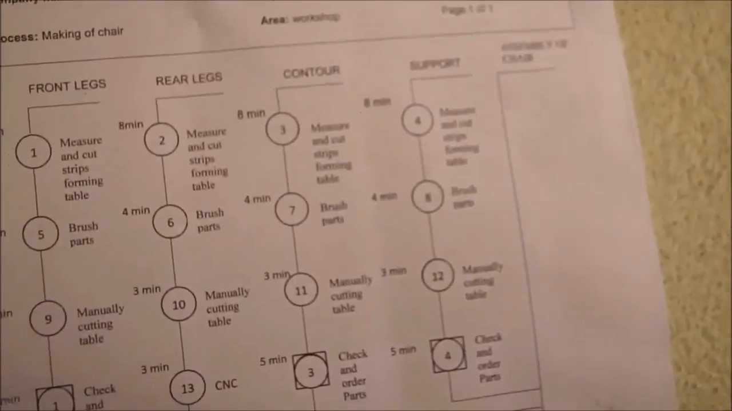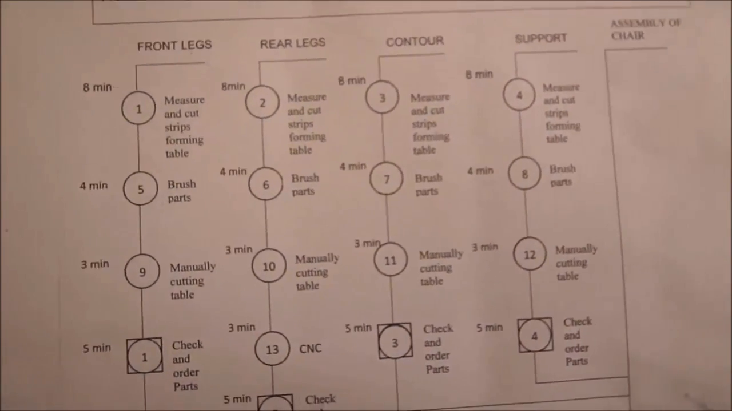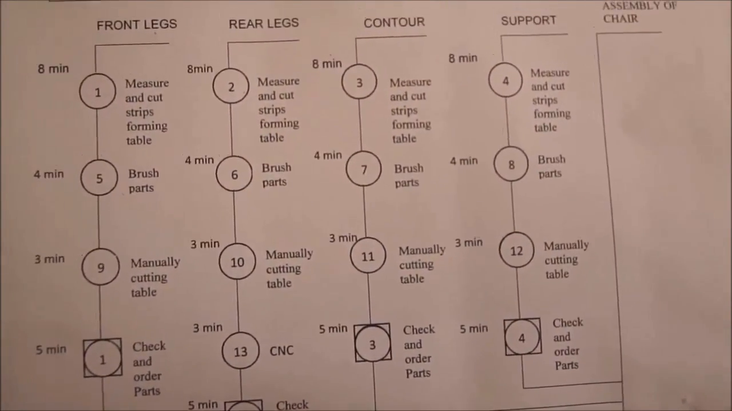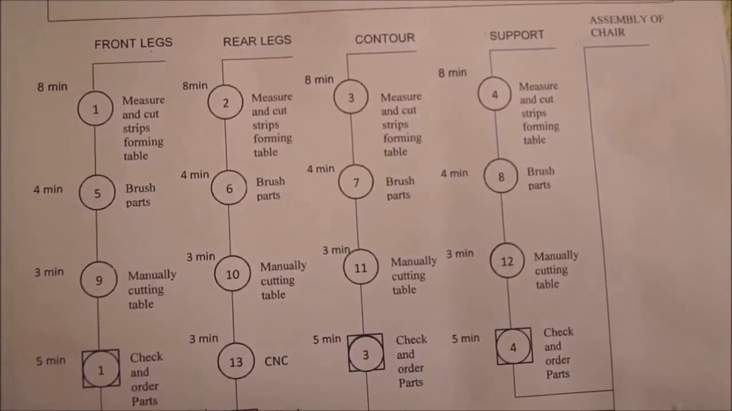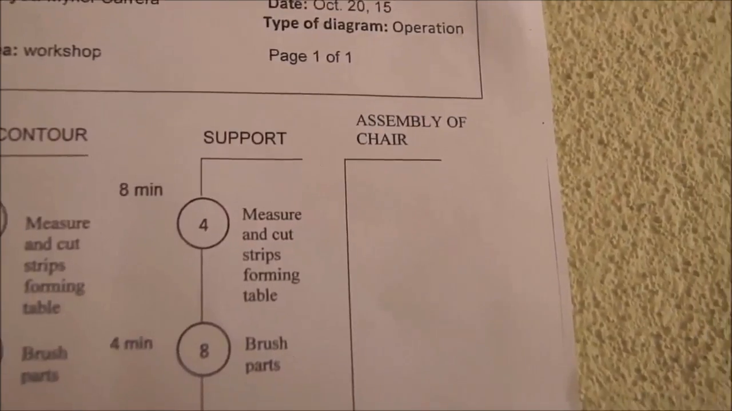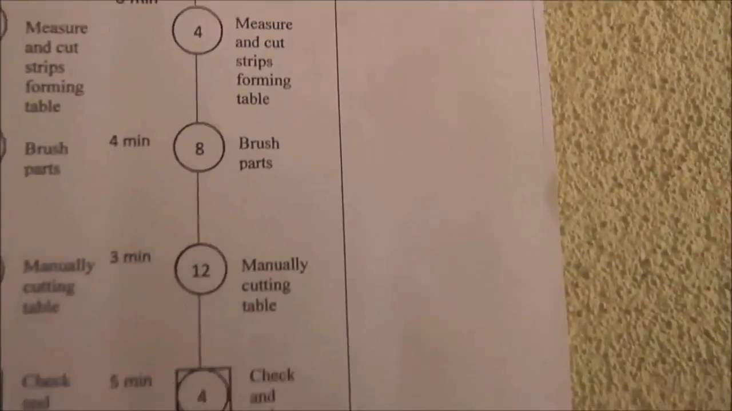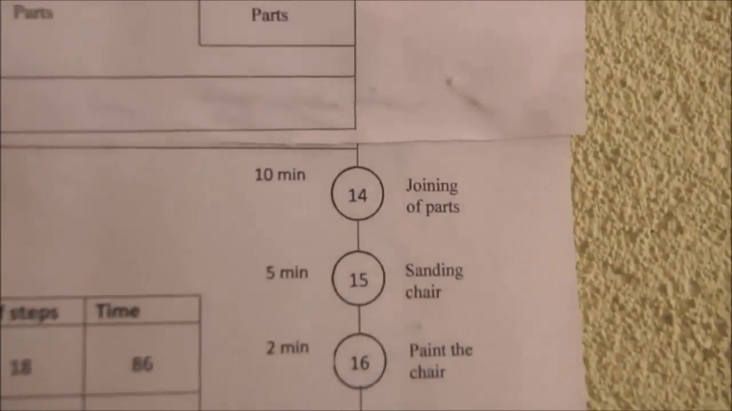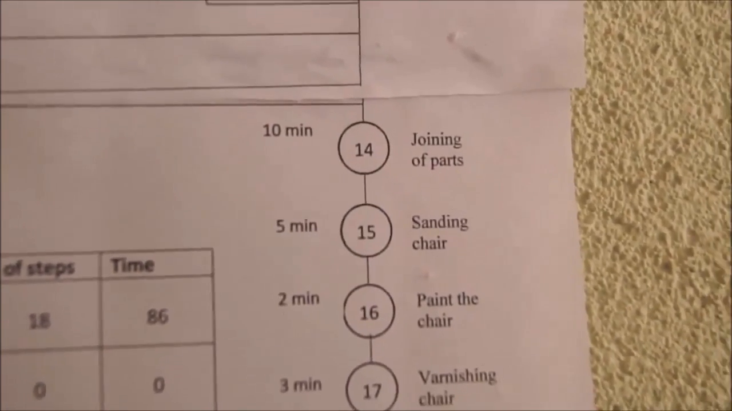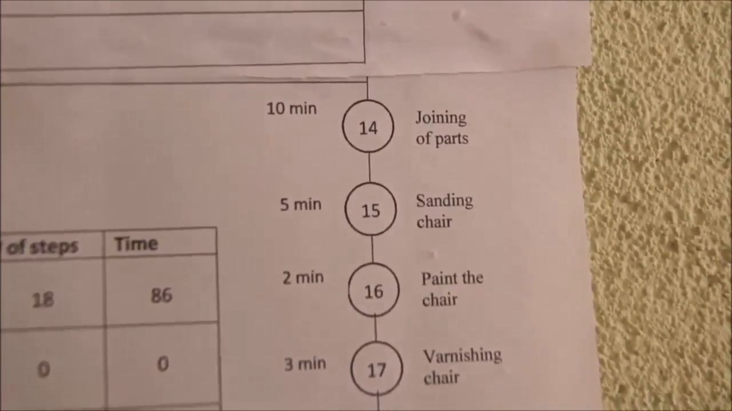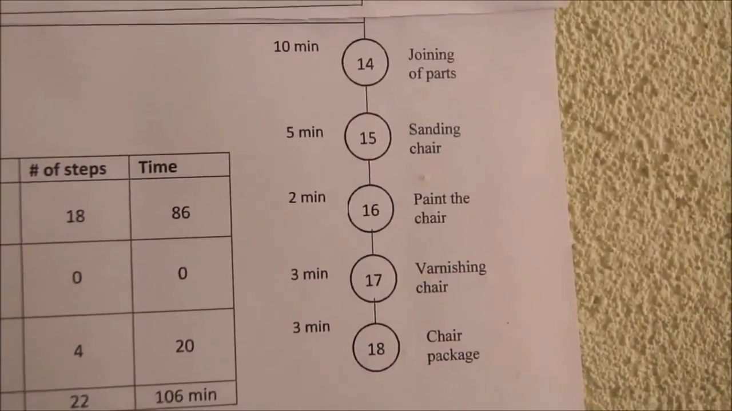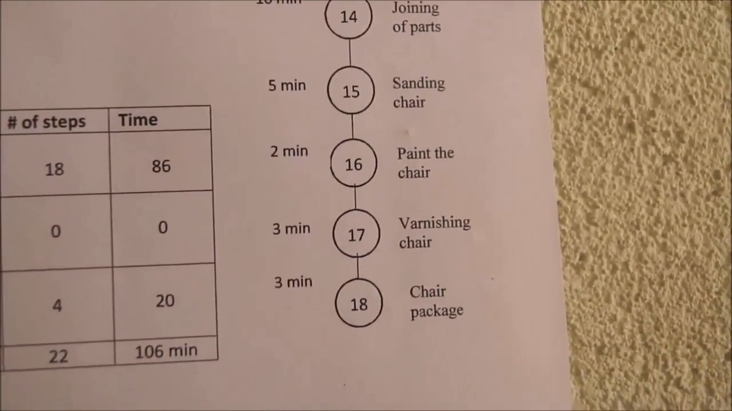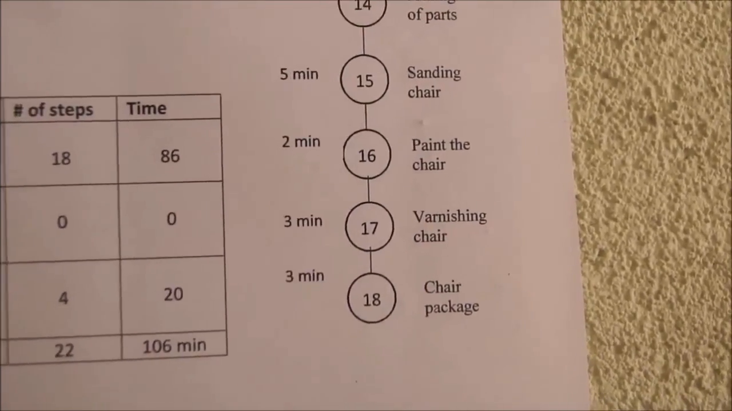The contour and support have the same operations and combined with the same minutes for operation. The assembly chair is joining all the parts in 10 minutes, sanding chair in 5 minutes, paint the chair in 2 minutes, varnishing chairs with 3 minutes, chair package in 3 minutes.